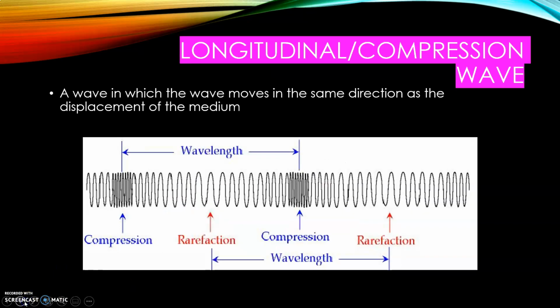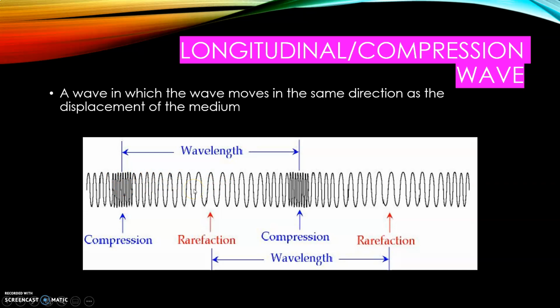Alrighty, so let's look at a longitudinal wave. This is a wave in which the wave moves in the same direction as the displacement of the medium. Remember, longitudinal waves are mechanical waves, which means that they require a medium. More commonly, we see them with sound. Sound is a type of longitudinal wave, and it has compressions, and it kind of wiggles back and forth like a little snake, right? And the matter that the wave is traveling through tends to bob back and forth.